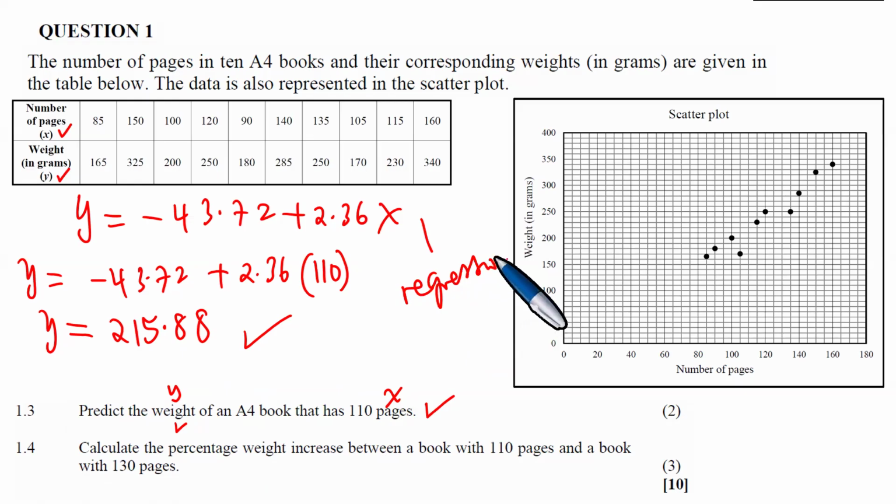Is there a question on this one? Calculate the percentage increase. Right, we're going to do that one next. But we've found the weight of an A4 book because the pages are 110, which means x is 110, since the number of pages is x. You plug in the 110 and then you're able to get y. And y is the answer.